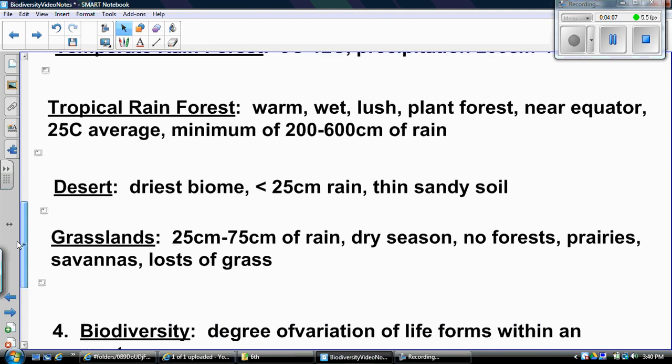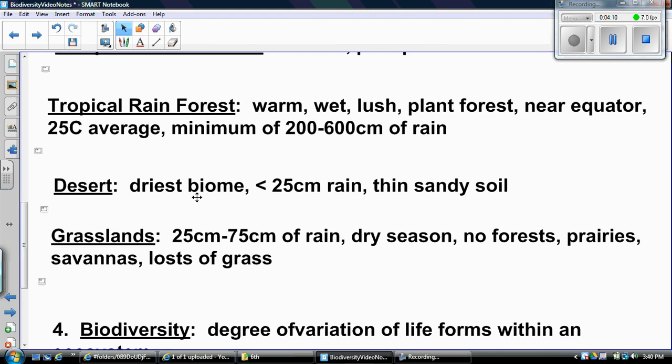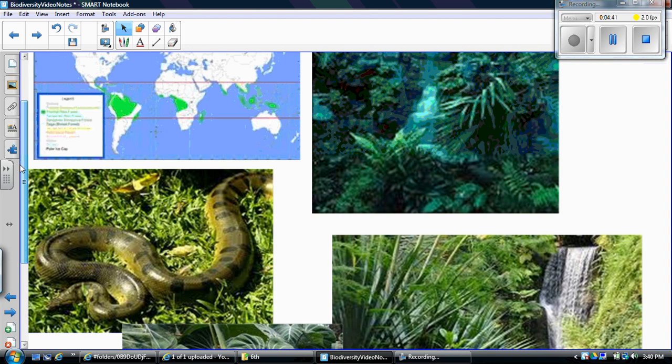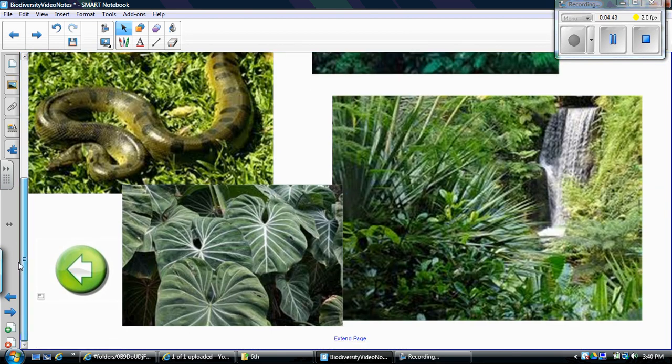Then we have the tropical rainforest. It is a warm, wet biome with lots of plants, near the equator. The average temperature is 25 degrees Celsius all year round, with 200 to 600 centimeters of rain minimum. So it receives a lot of rainfall. This is where the tropical rainforests are located on Earth, right by the equator. They have a huge diversity of life, so they have a very large biodiversity. Big plant leaves.